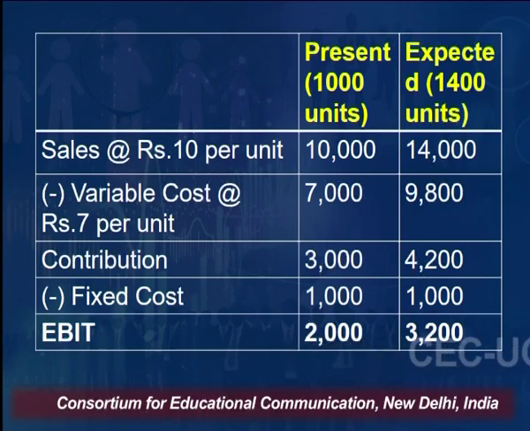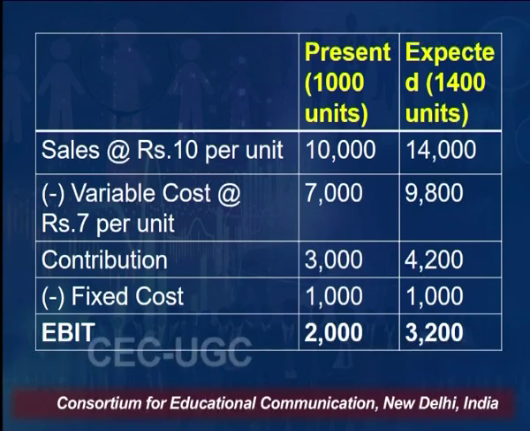Now, if we subtract variable cost, which is rupees 7 per unit, in the first case we have variable cost of 7,000 and in the second case it is 9,800. We get this value by multiplying 1400 and 7. After deducting variable cost from sales, we get the value of contribution, which is 3,000 in the present scenario and 4,800 in the expected scenario. And when we deduct fixed cost from this, we get EBIT, which is rupees 2,000 in the first case and 3,200 in the second case.